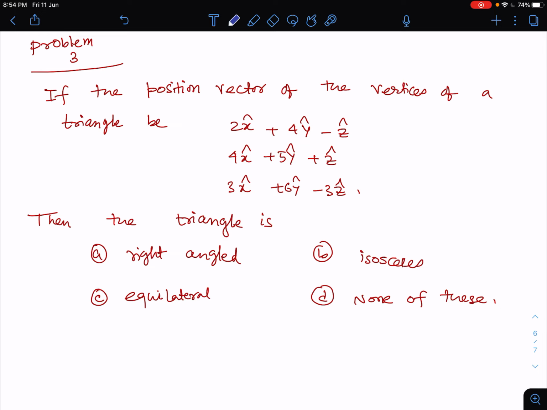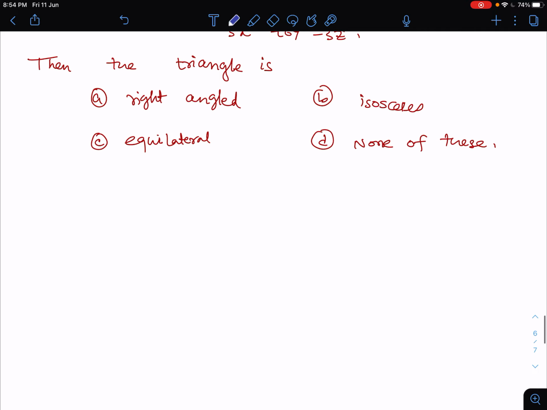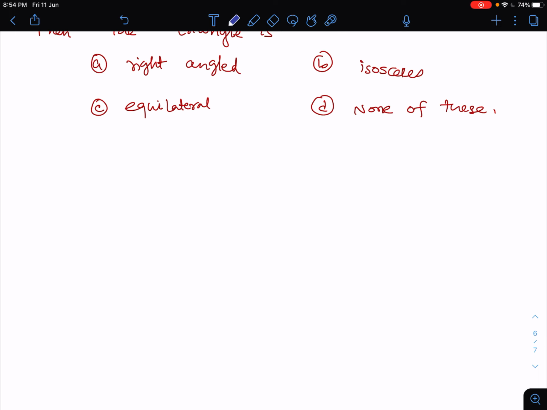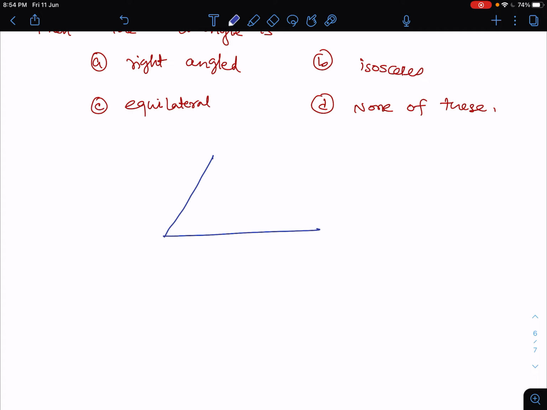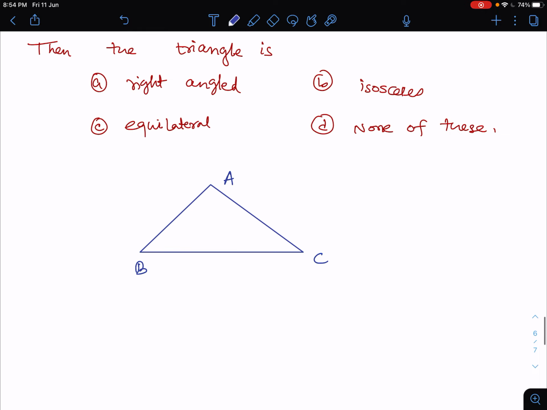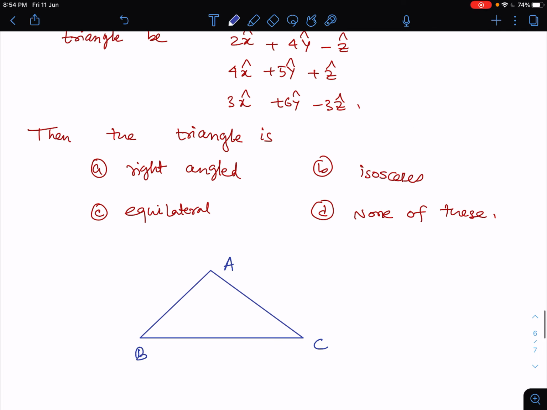So in the third problem, the position vectors of the vertices of a triangle are given, and from that you need to determine whether the triangle is right angled, isosceles, or equilateral, or none of these. So let us proceed. If you have a triangle like this, let's say this is A, this is B, and this is C.